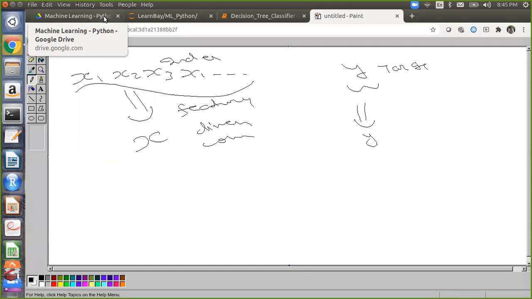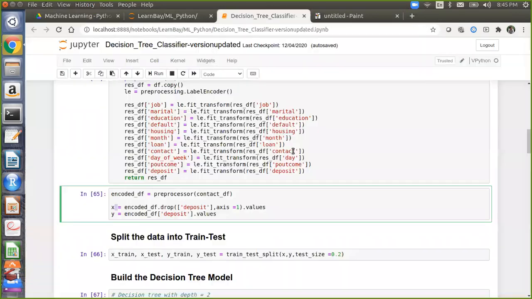This is how your model will understand: these are the features and this is the target. So I have to consider this as the target variable. Now let's go to another step.